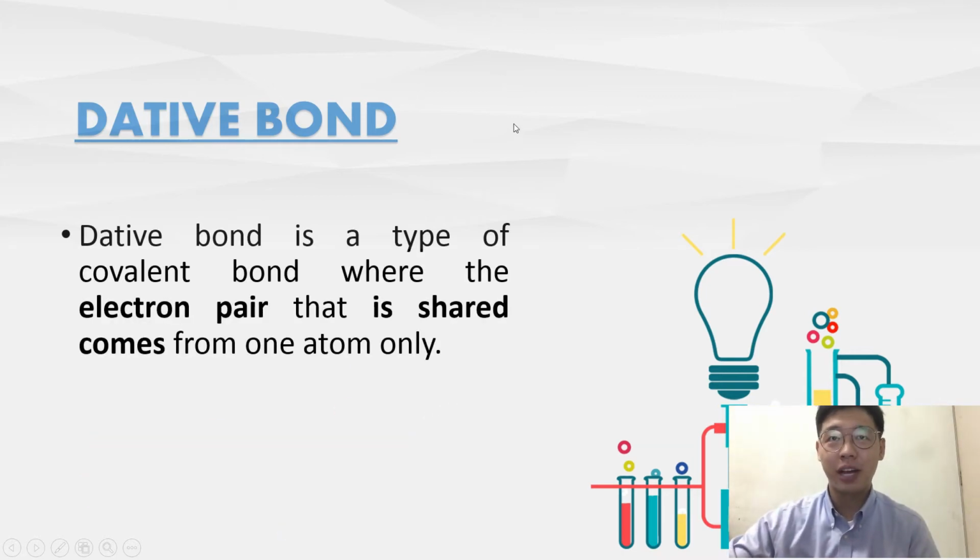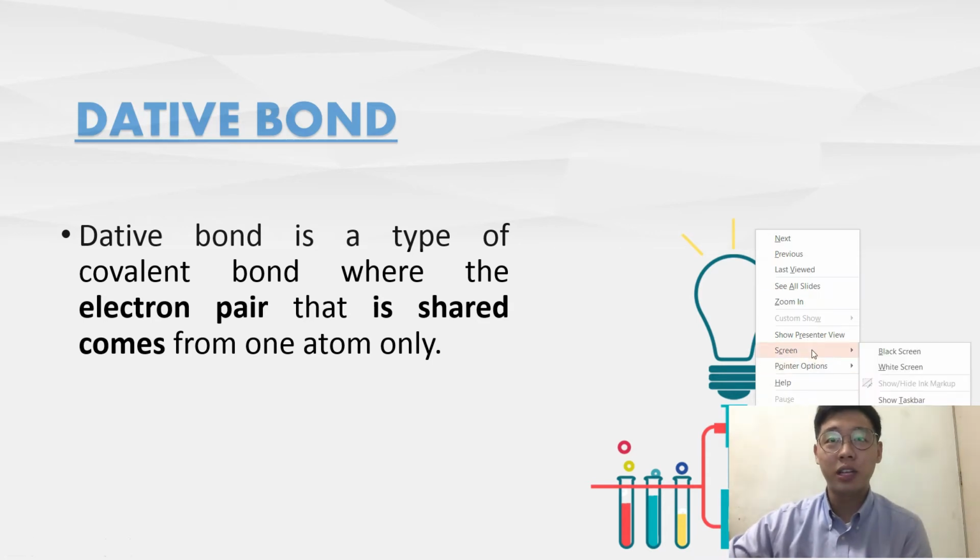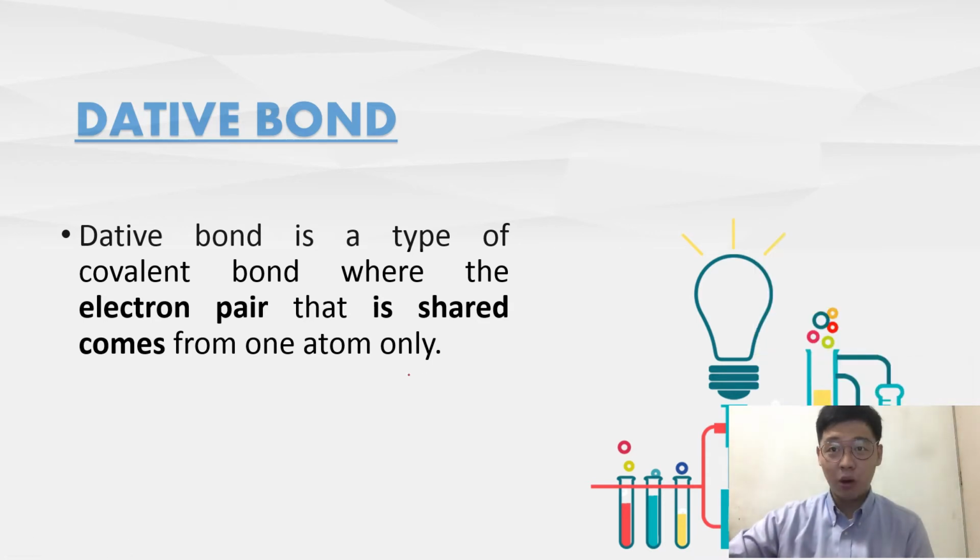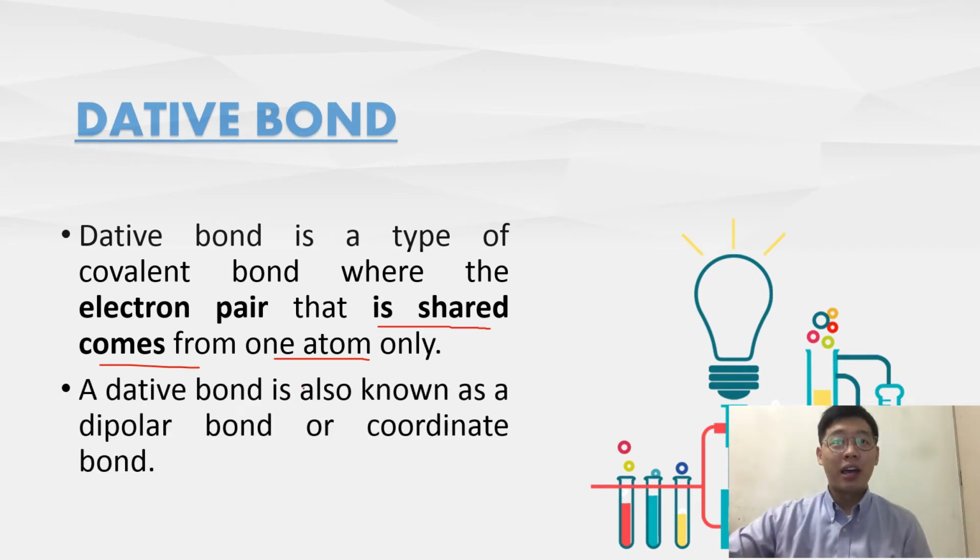Here we go. I will use the pen to draw the important point. The dative bond is a type of covalent bond where the electron pair that is shared comes from one atom only. The important point here is that the electron pair is shared from one atom only. Therefore, one only. Notice that.